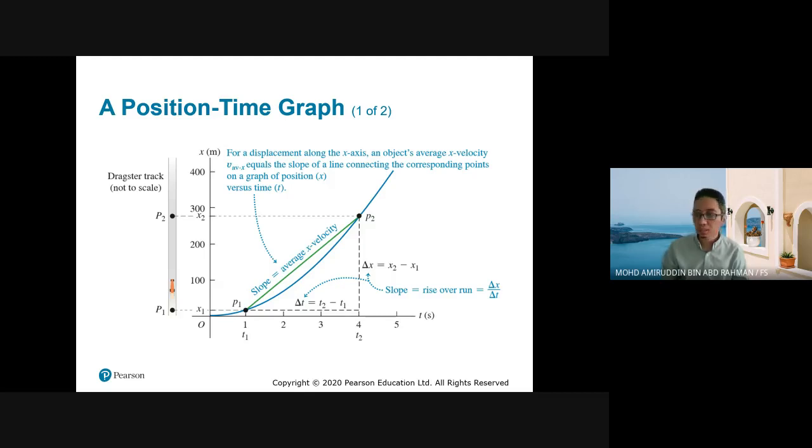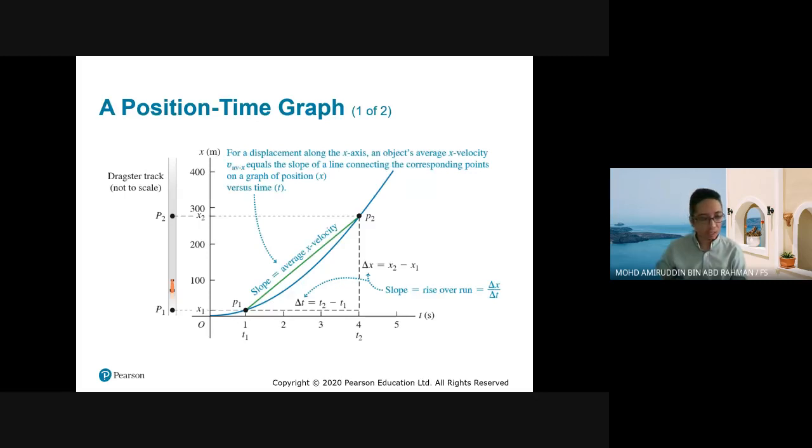Let's say you can see on your right, we have a dragster track. The car is moving from point P1 to point P2. We mentioned that P1 on the graph equals x1 and P2 equals x2. Basically the car moves slowly from 1 to 2, but it increases its speed after the time t2.